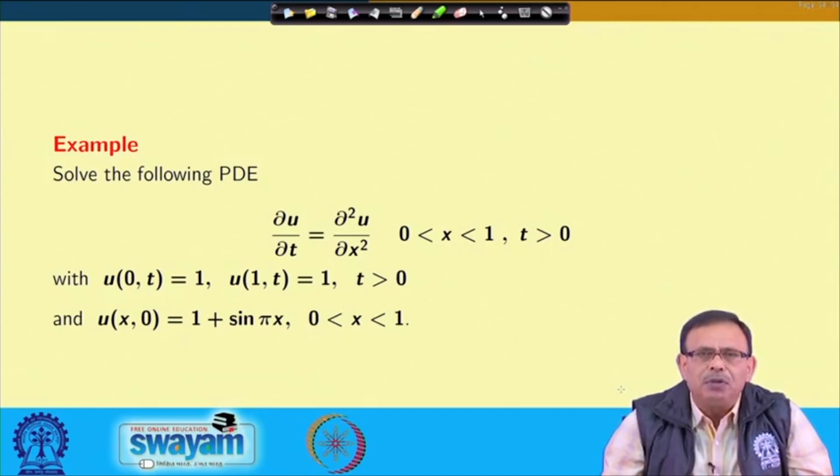Since x lies between 0 and 1, the question of using any transform, whether Laplace, Fourier cosine or sine, does not arise at all, because you know for the Laplace transform the independent variable should vary from 0 to infinity, as well as for the Fourier sine and cosine transforms, whereas for the Fourier transform the independent variable should vary from minus infinity to infinity. Again, if you closely look at this problem, here t is greater than 0, that means the range of t is from 0 to infinity.